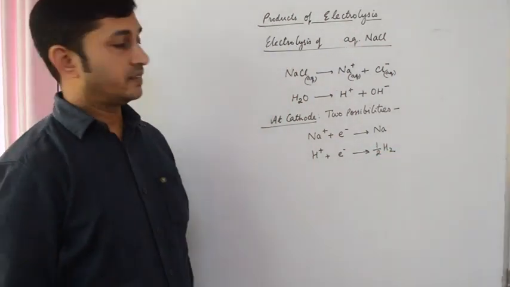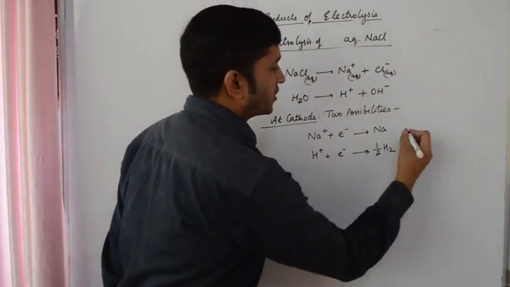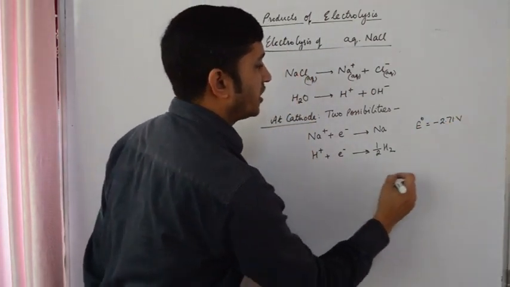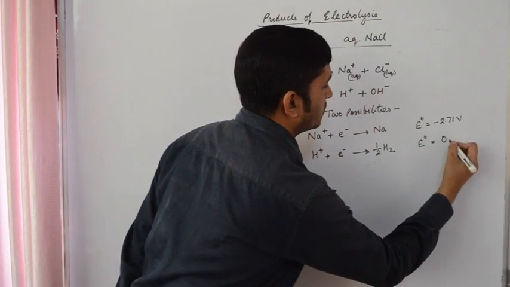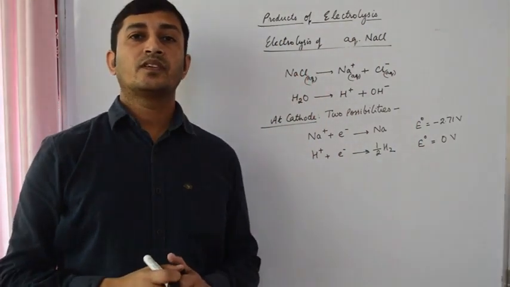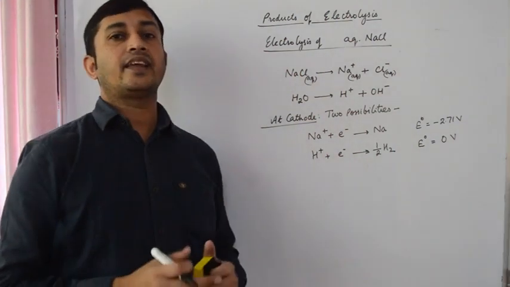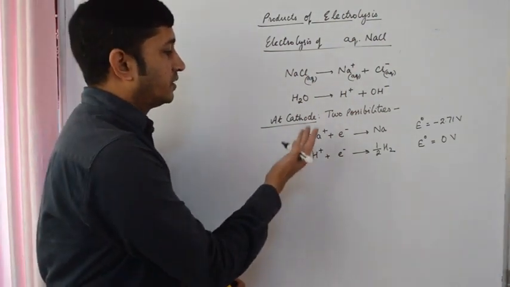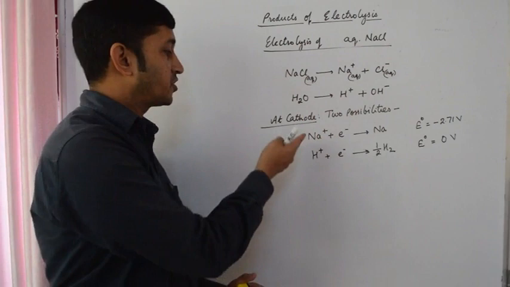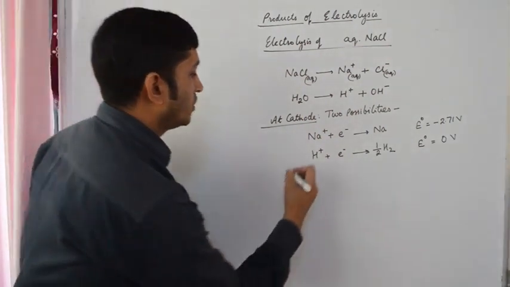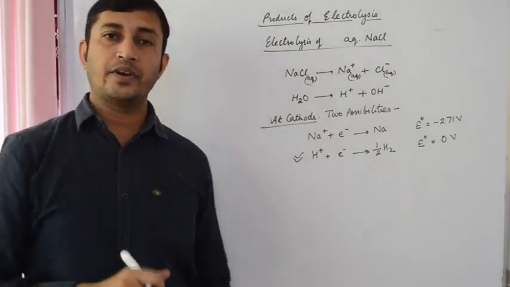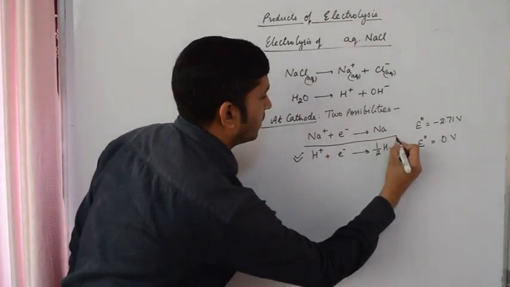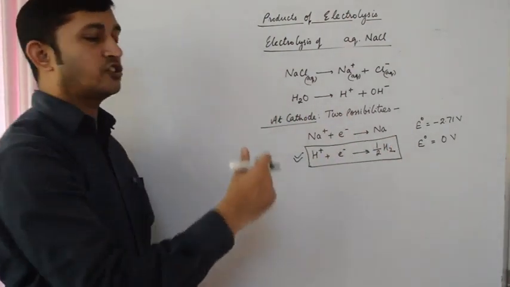hydrogen gas. The standard reduction potential for the first reaction is about minus 2.71 volt, and for the hydrogen electrode we all know that it is equal to 0 volt. Now we all know that if two possibilities are there, then the reaction having higher reduction potential will be favored at the cathode. So among these two, hydrogen gas will be released in preference to the formation of sodium. So this reaction will occur and sodium ion will remain in the solution. So the final reaction will be the reduction of hydrogen ion to give hydrogen gas.